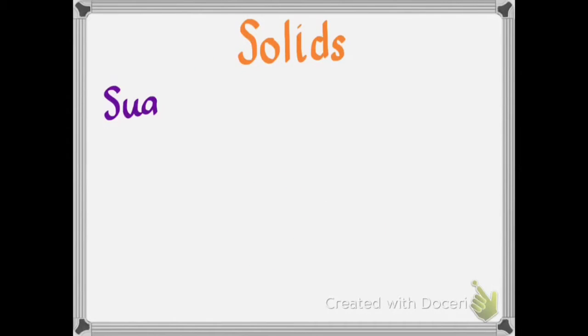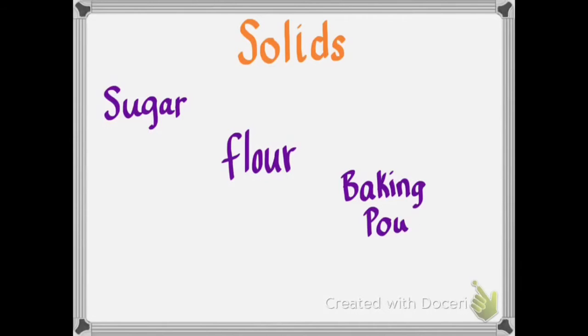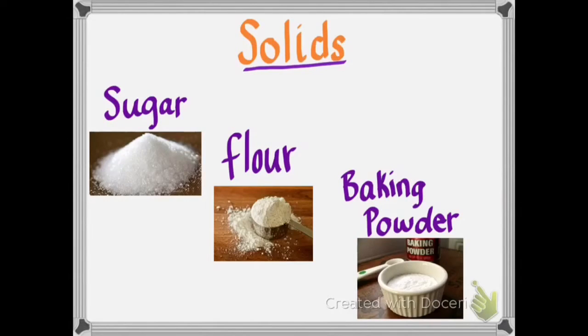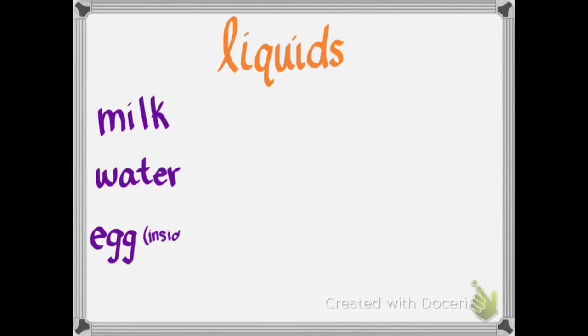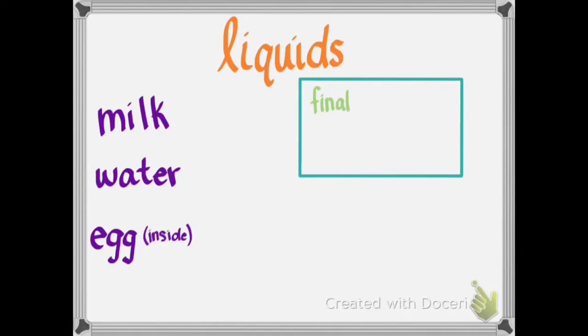Some solids in our recipe are sugar, flour, and baking powder. The particles in a solid are packed very closely together, they cannot be compressed, and they have very strong bonds. Liquids in our recipe are milk, water, and the inside of an uncooked egg. In a liquid, particles are held together with intermolecular forces. They cannot be compressed and hold very weak bonds.